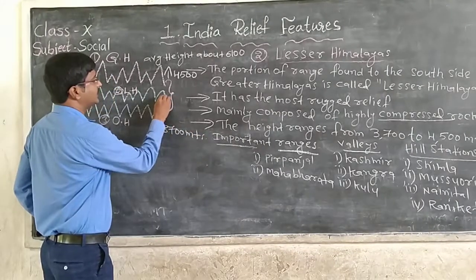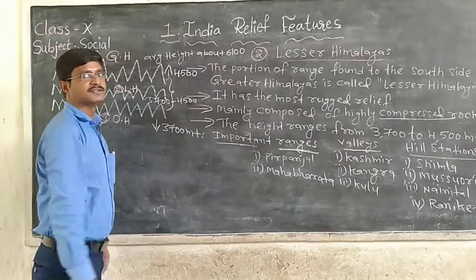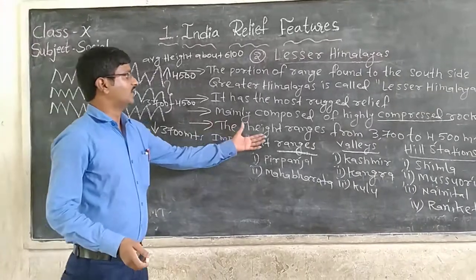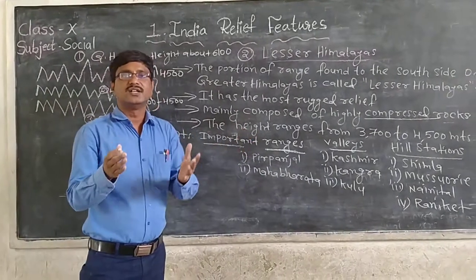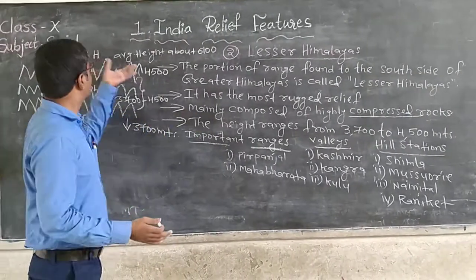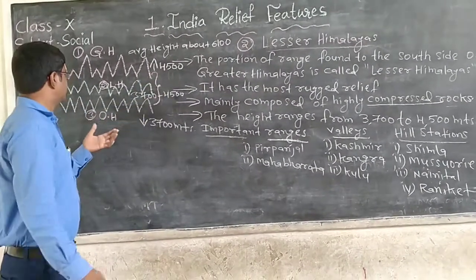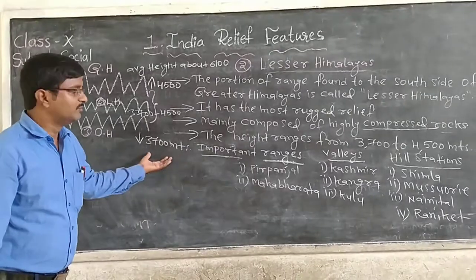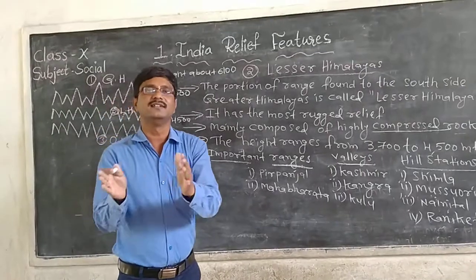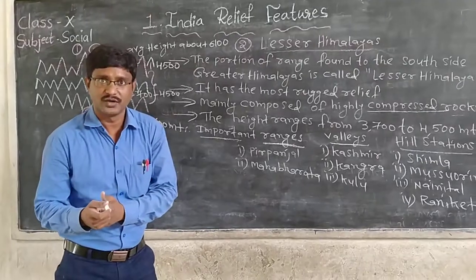Then what is the height of Lesser Himalayas? 3,700 to 4,500 meters. Now we have to add one more point here. The height of the Greater Himalayas is above 4,500 meters. The height of the Outer Himalayas is below 3,700 meters. What is the height of the Lesser Himalayas? Lesser Himalayas height ranges between 3,700 and 4,500 meters.